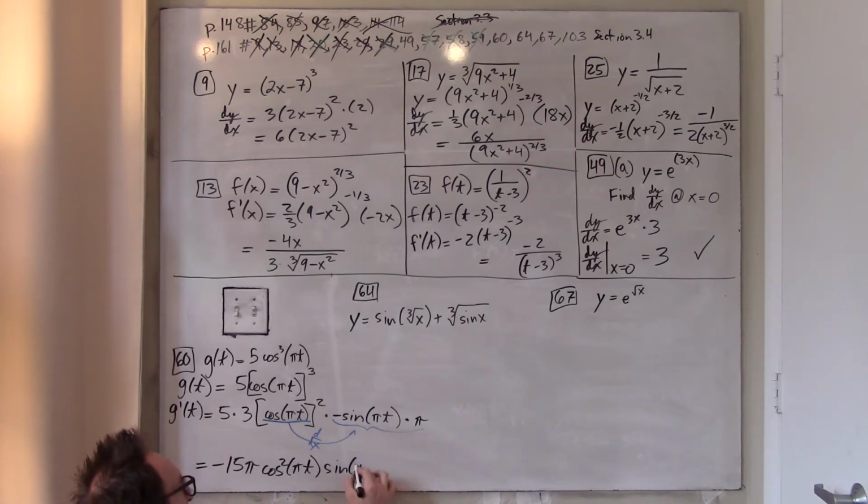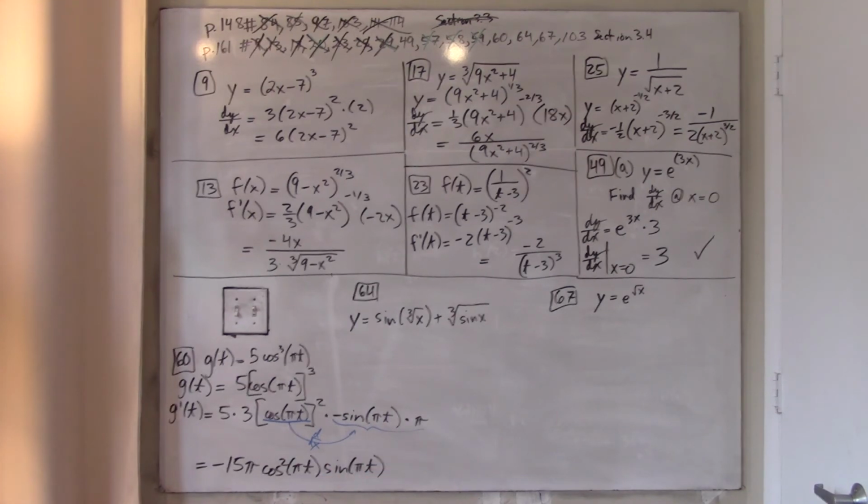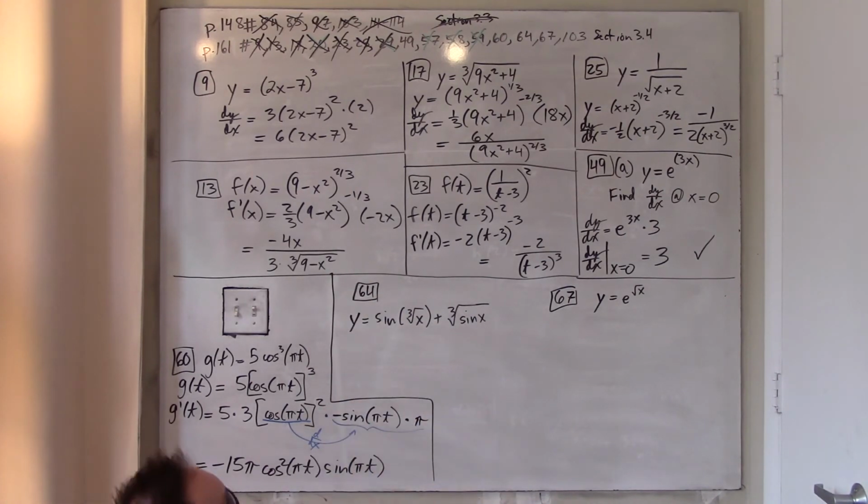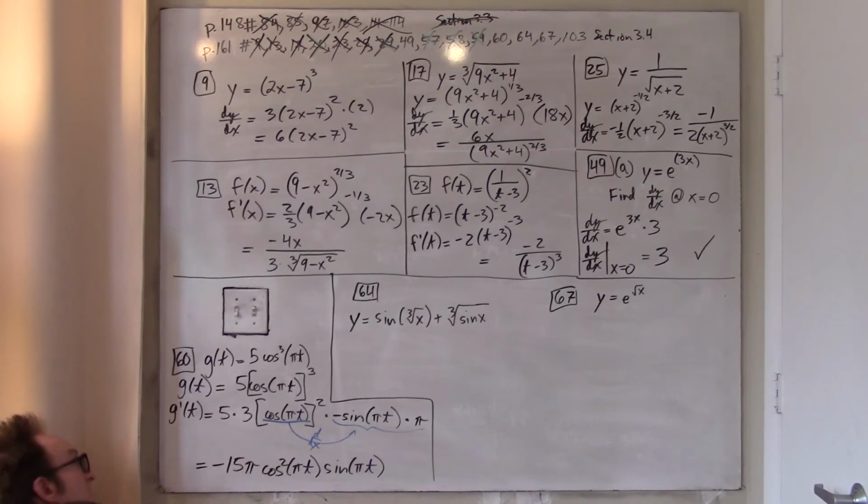It's possible that I did do this problem. I don't know, maybe I did do this problem live in class. Can't remember. Negative 15 pi cosine squared pi t sine pi t. I think it's exactly like a problem that we did in class on the day that we learned the chain rule. Okay, let's do this one.